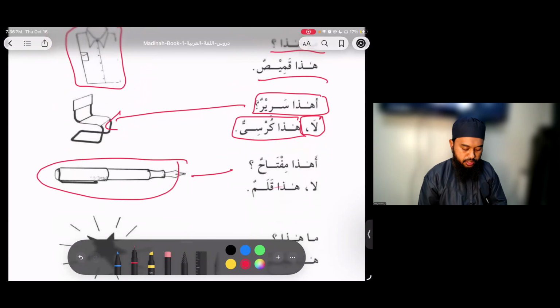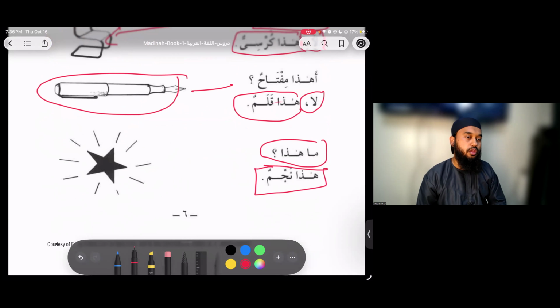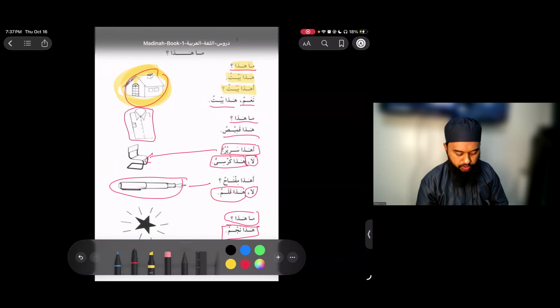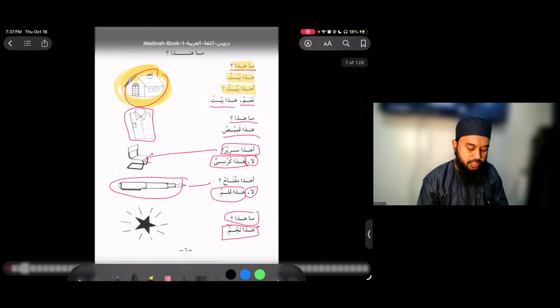Ahada miftahun? Is this a key? La. This is a pen. Ma hada, what is this? You see a bright star outside, and you're asking your friend, what is this? This is a star. Obviously, I'm not going to say hada. What are you going to say realistically? Dhalika, right? We already learned that word before. Dhalika is somewhere far away, really, really far away. Therefore, you say dhalika najmun. In this book, they're saying hada because they're talking about the star that's in that picture. Is this clear?